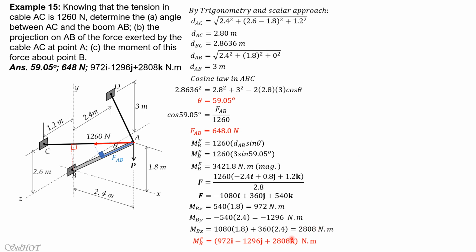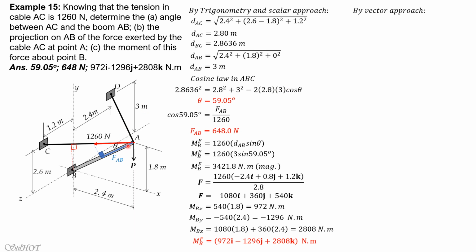Now, if you solve for the magnitude of this moment, square root of 972 squared plus 1296 squared plus 2808 squared, it will give us this value, 3421.8 Newton meter. Now, let's proceed to the vector approach by computing theta.